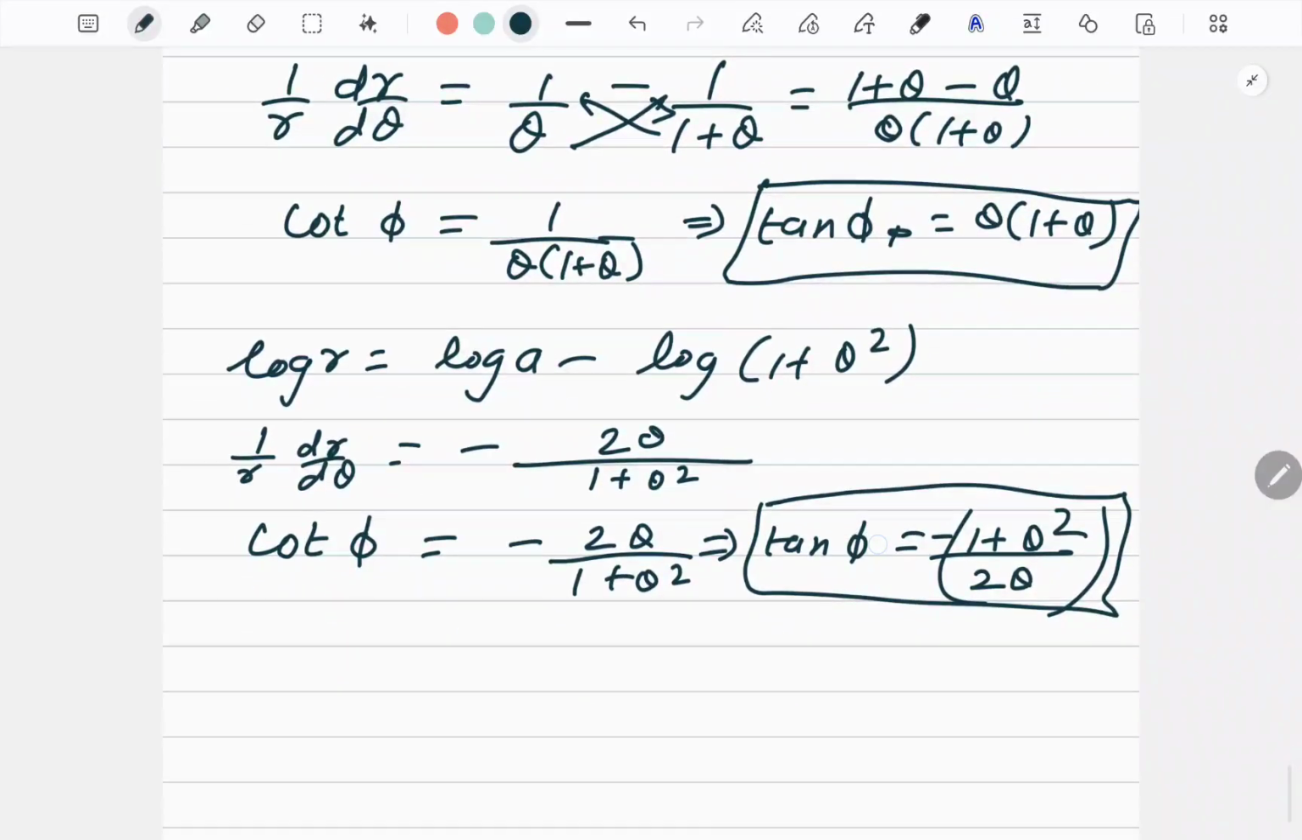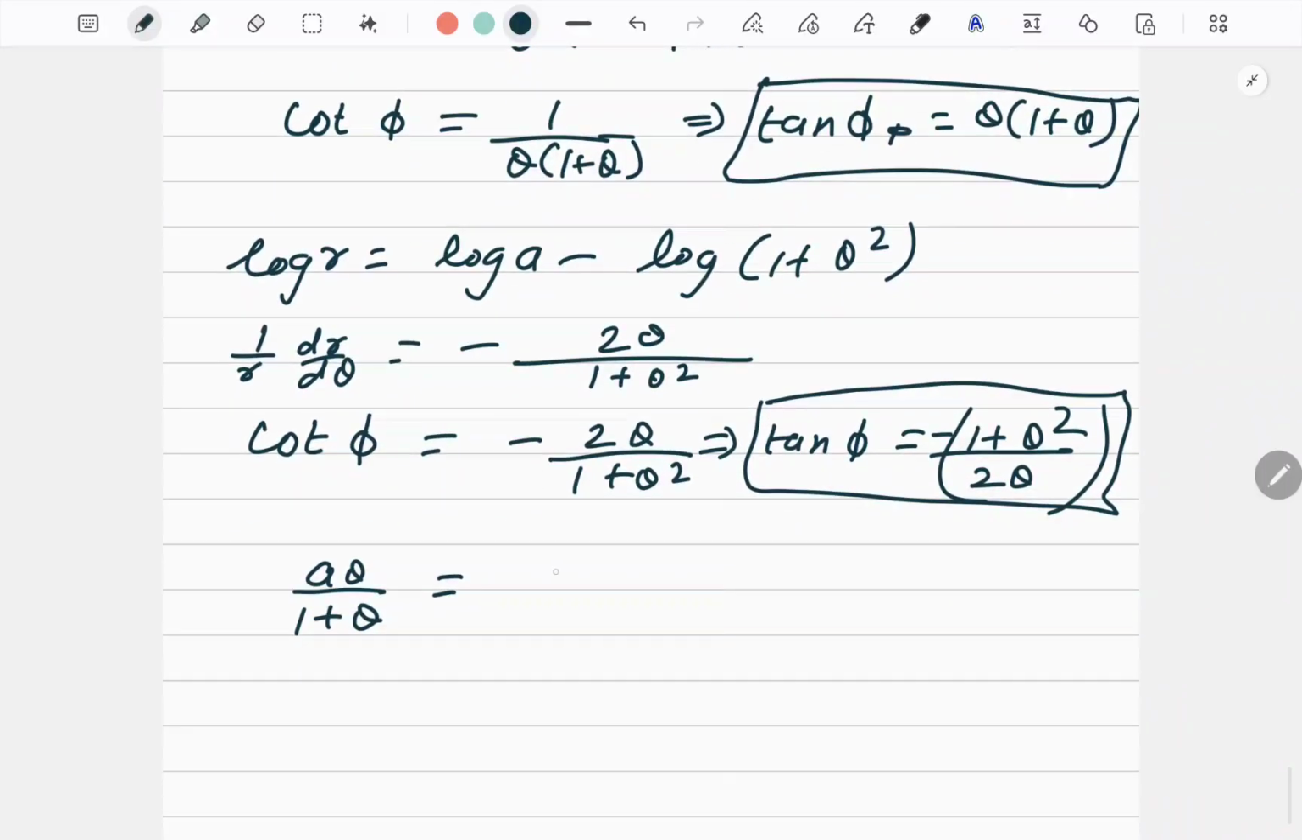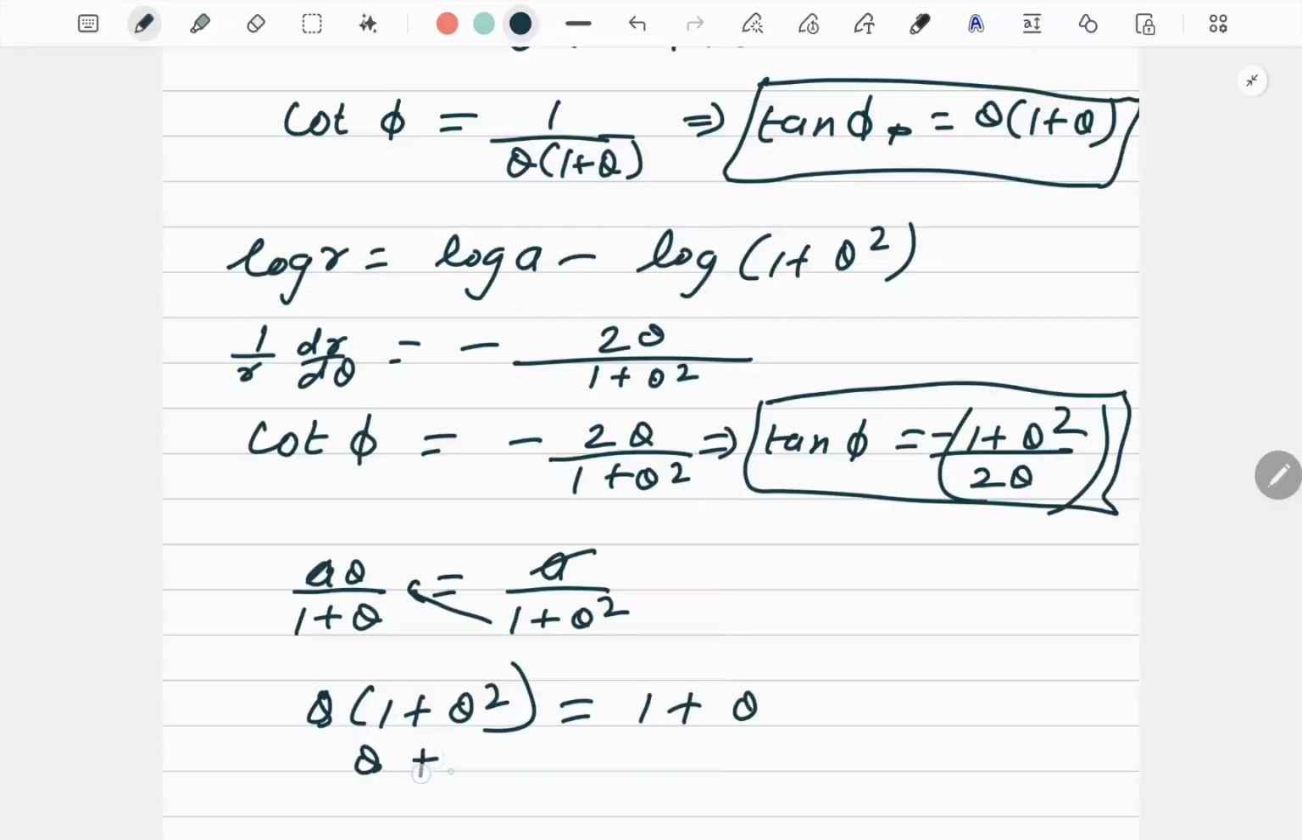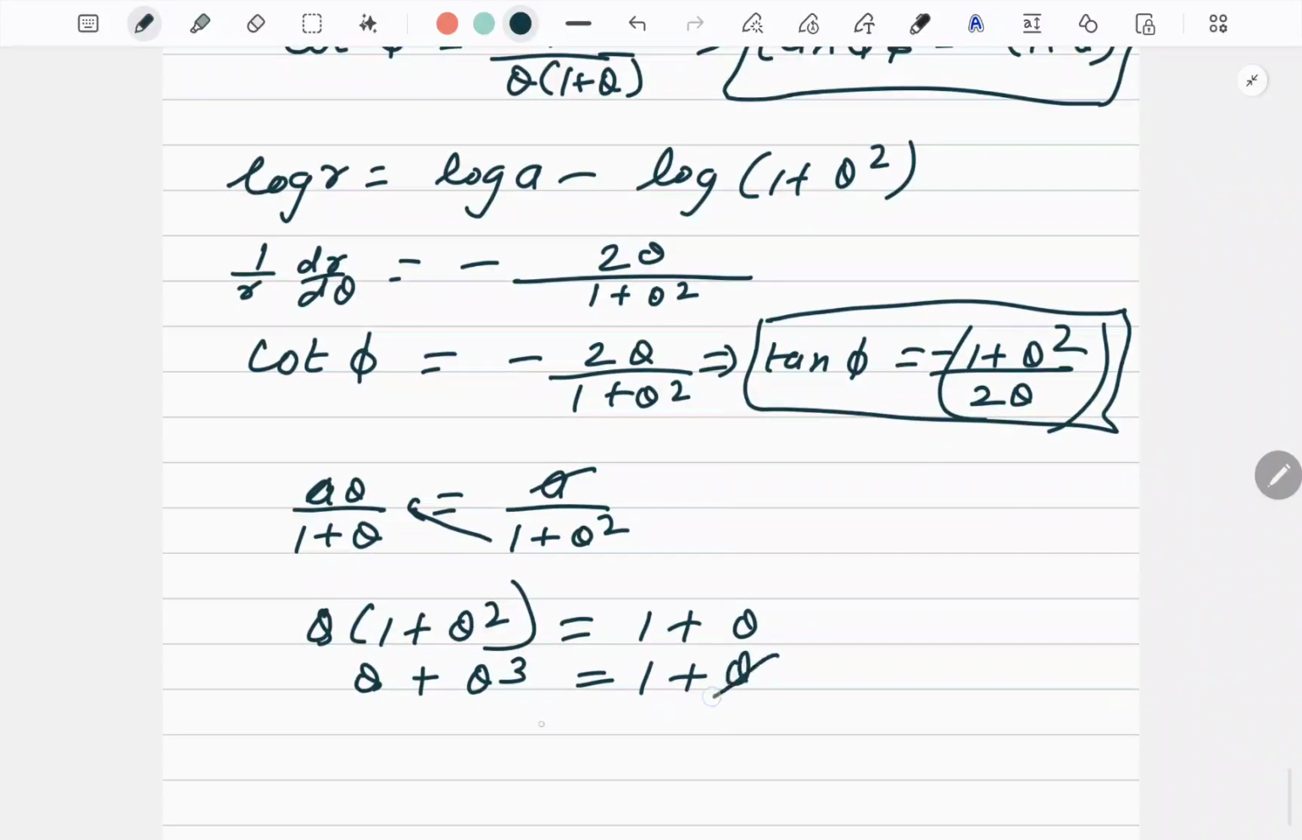Right? So a theta upon 1 plus theta is equal to, what is the other value? A upon 1 plus theta square. Okay, a got cancelled. So do the cross multiplication. So theta into 1 plus theta square, this went here, is equal to 1 plus theta. So theta plus theta cube is equal to 1 plus theta. Theta, theta cancel. Theta cube is equal to 1. So theta is equal to 1.